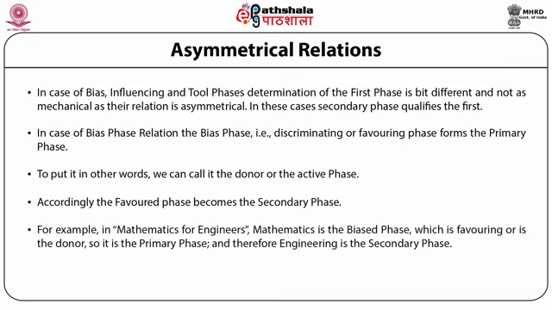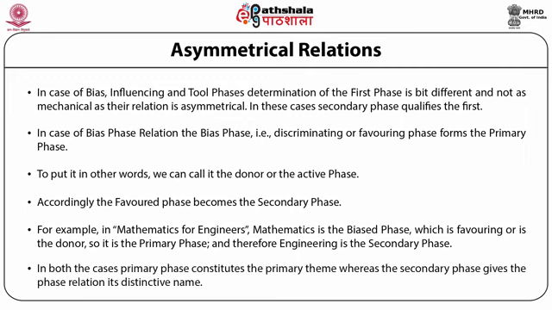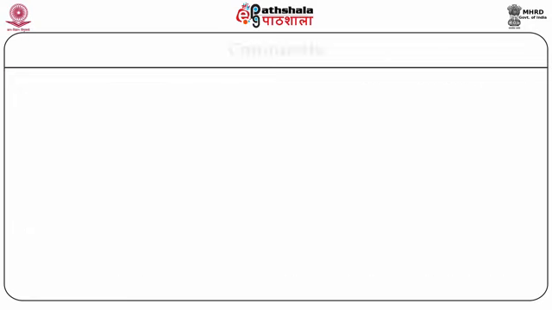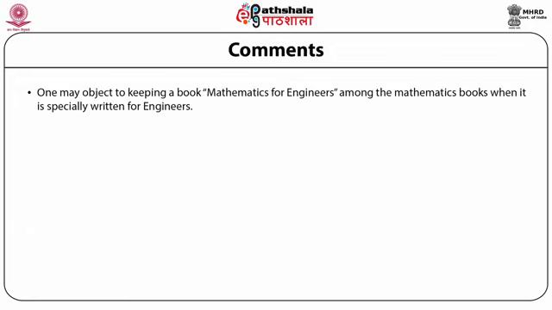For example, in mathematics for engineers, mathematics is the biased phase which is favoring or the donor, so it is the primary phase, and therefore engineering is the secondary phase. In both the cases, the primary phase constitutes the primary theme, whereas the secondary phase gives the phase relation its distinctive name.